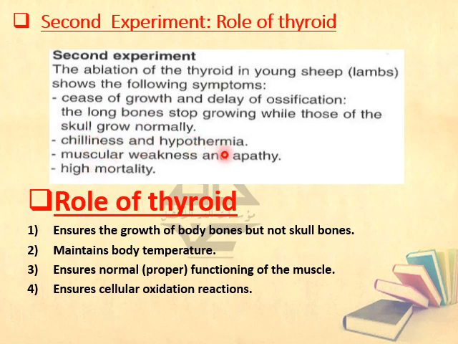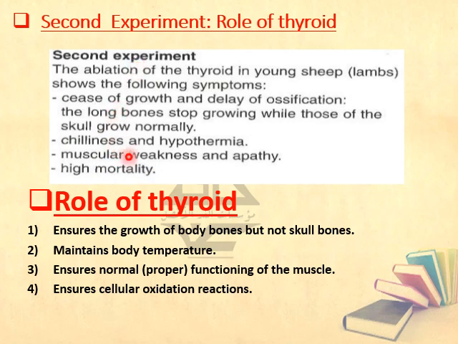Chilliness and hypothermia, it also plays an important role in regulating the body temperature. In its absence causes low body temperature. Hypothermia means low body temperature. The person feels cold. Muscular weakness and apathy. The muscles will become weak and not good development. High mortality, high level of death.